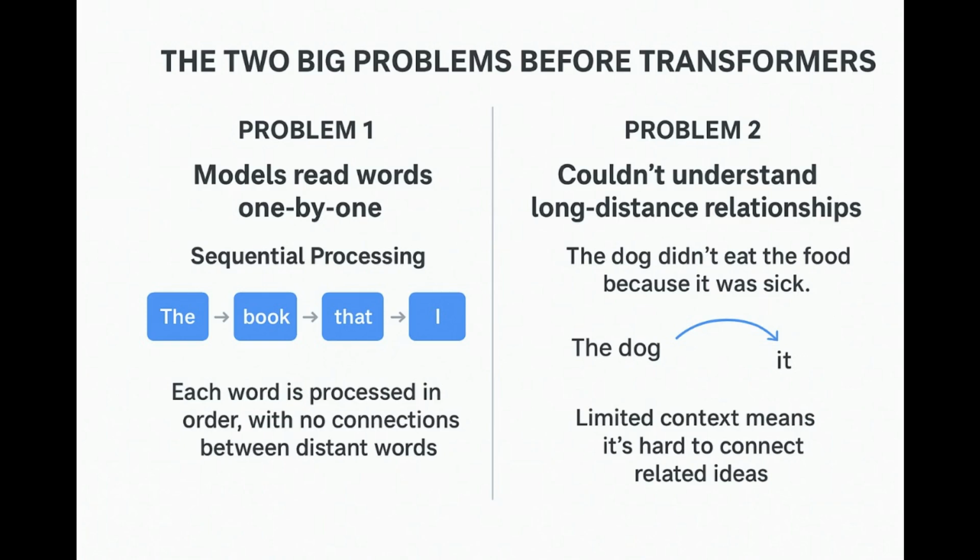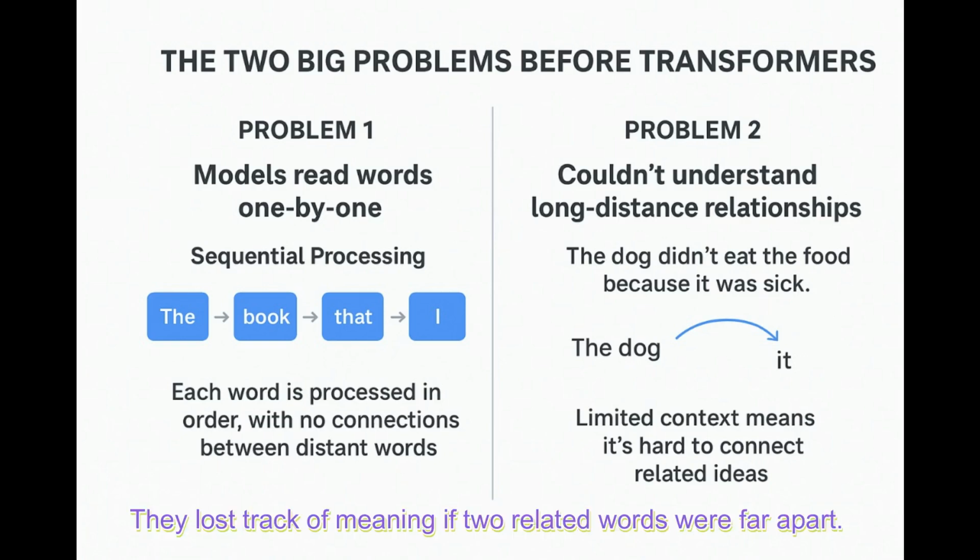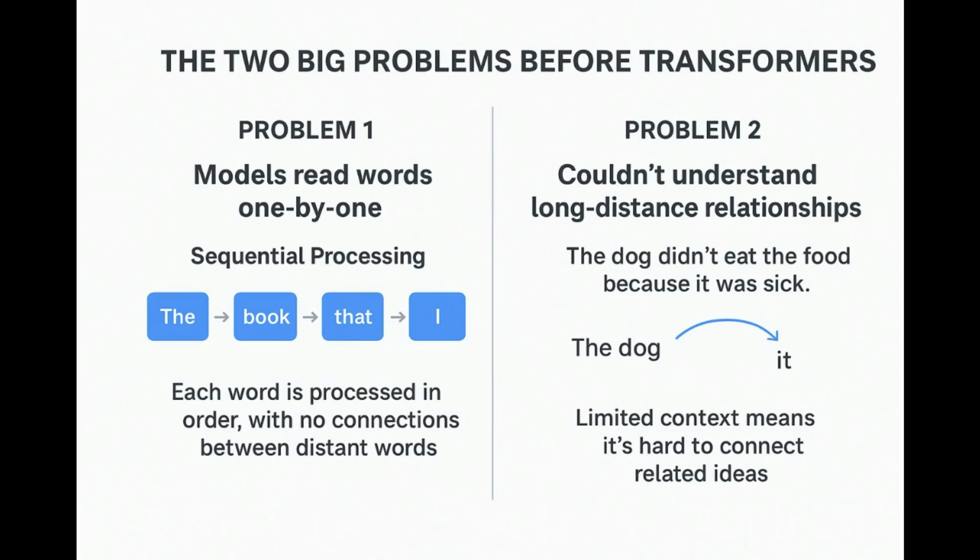Problem one: older models could not connect distant ideas, right? They lost track of meaning if two related words were far apart. Here, transformers give the solution. Transformers read the entire sentence at once. They see all words together, which gives them a global understanding, similar to how humans read.